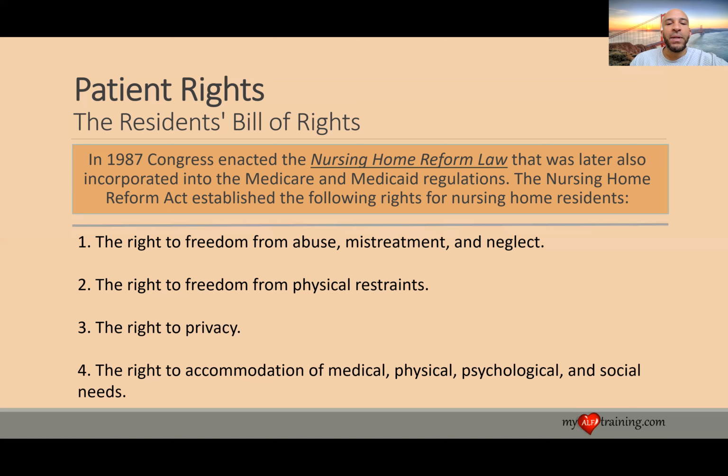Next, the right to accommodation of medical, physical, psychological, and social needs. So, just as we talked about under abuse, we need to make sure that if we are responsible for the patient's health care, they have a right to appropriate accommodation that will meet all of their medical, physical, psychological, and social needs.